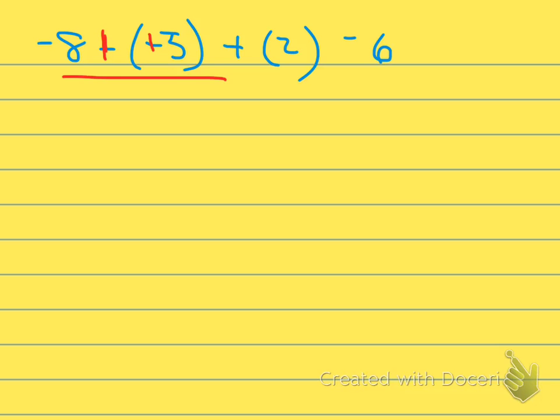I have negative 8 minus a negative 5 plus a positive 2 minus 6. Sometimes what I like to do, instead of rewriting it, is when you have a negative, you can just make that a positive. So then that's really negative 8 plus 5.